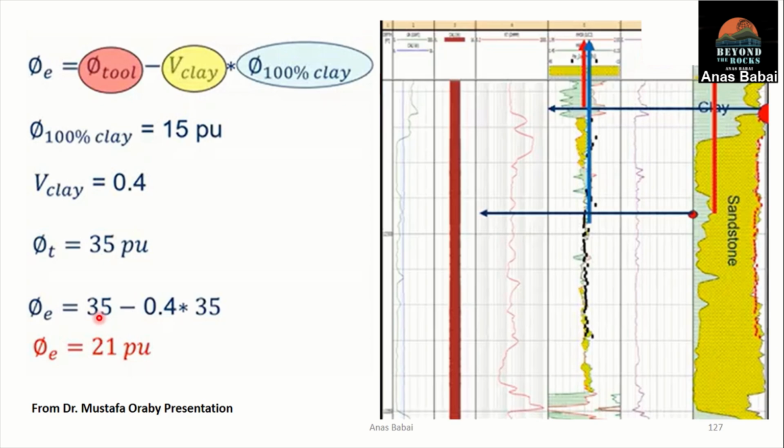See the difference: the effect of the clay on the porosity is actually reducing the porosity. It was 35%, but due to the presence of the clay in the formation, it's now reduced to 21%.